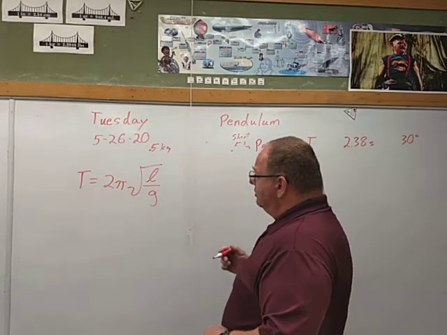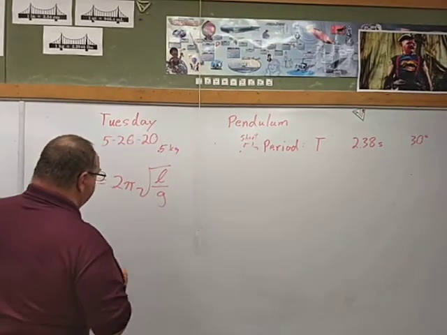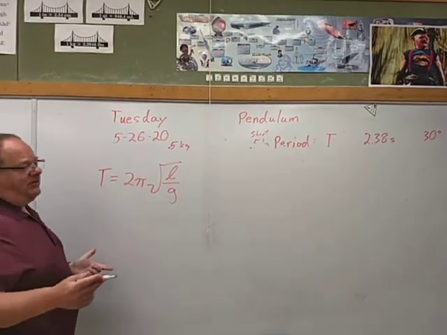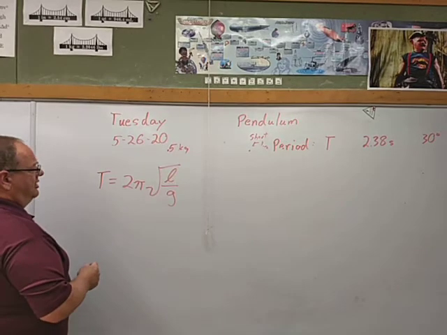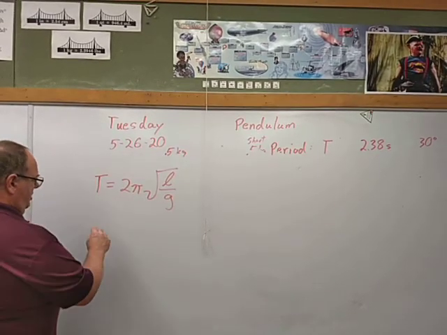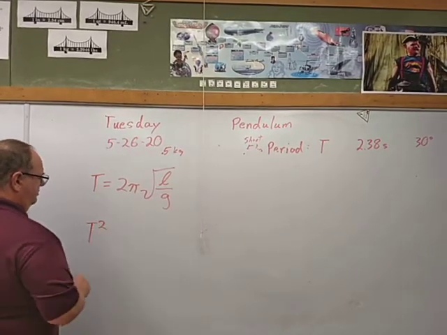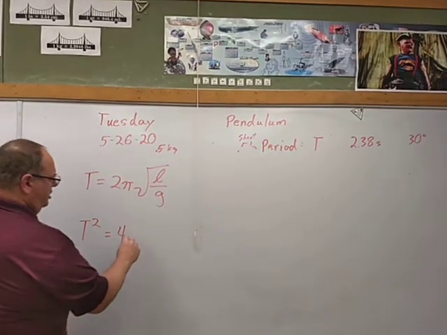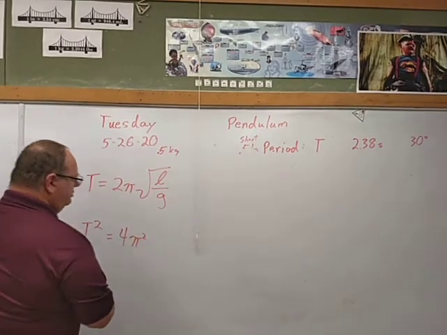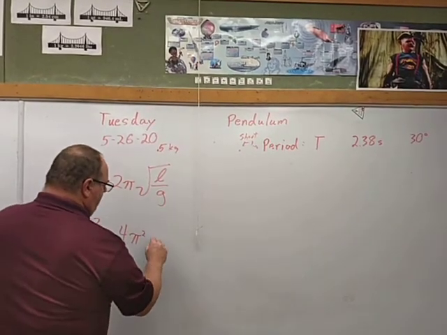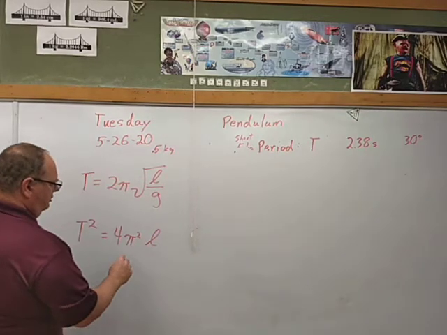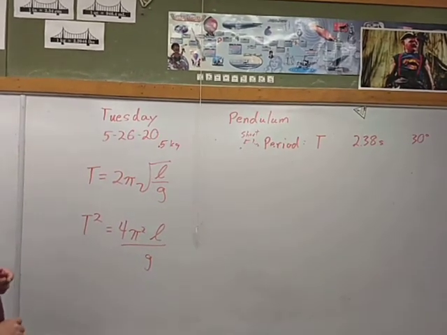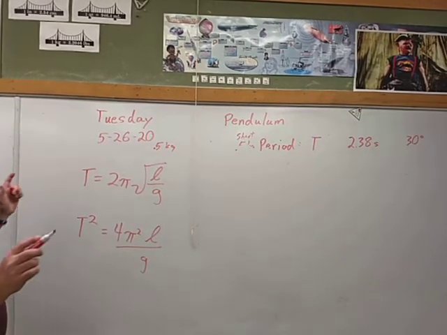Okay, so we're going to work from the outside in. Well, we got a radical in here, and I don't want to solve for my length under a radical. So let's square everything. I'm going to square the T, the 2, the pi, the square root of L, and the square root of G. Okay, now we got rid of our radical.